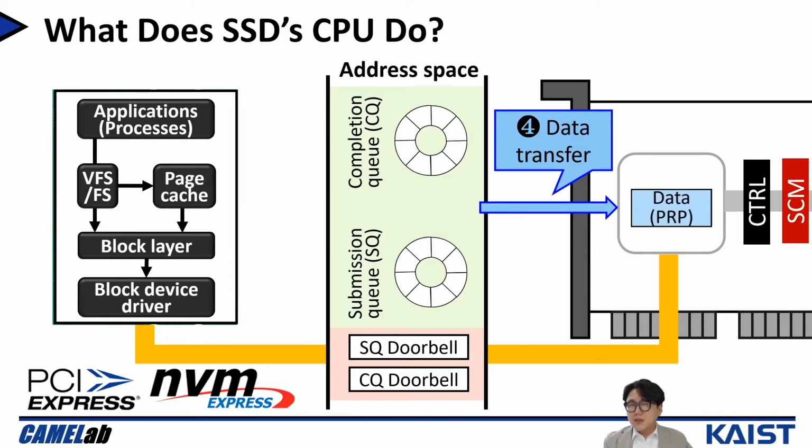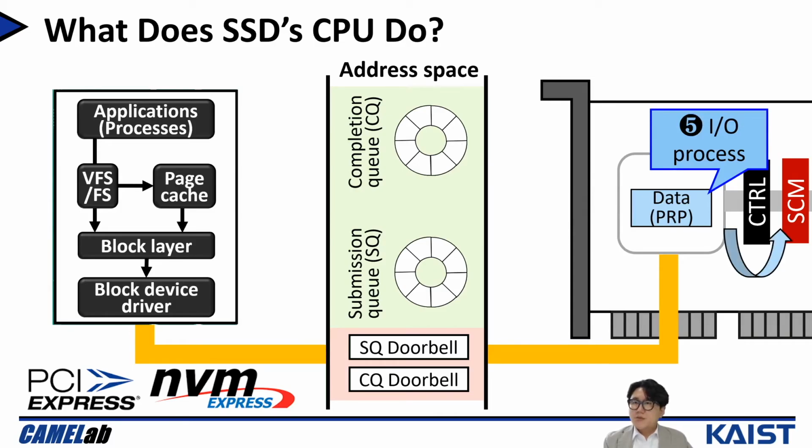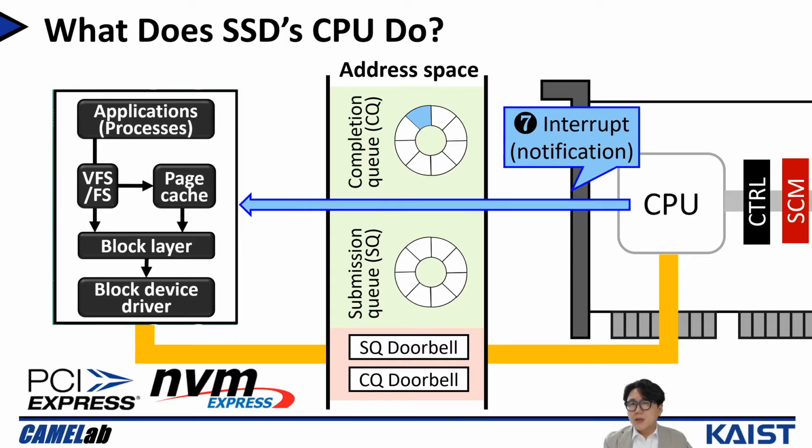Then the processor decodes the PRP and performs data transfer in an active manner from the host side to the storage side. After transferring the data, the embedded processor processes the I/O request to the underlying storage media. Once it has been done, the storage-side processor is required to issue the completion command to the completion queue. To let the host know about the completion queue update, it should signal an interrupt over the PCIe path.